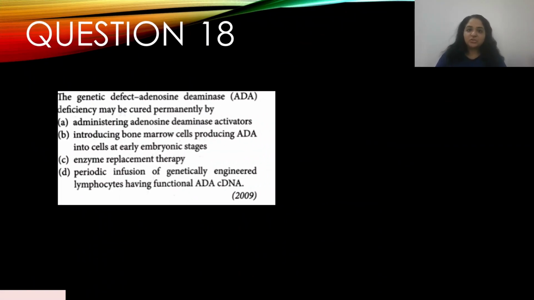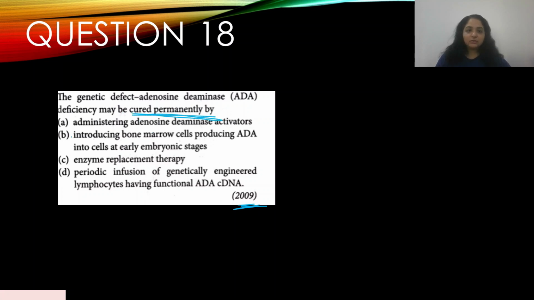Let's move on. Question number 18. The genetic defect ADA deficiency may be cured permanently by, this appeared in 2009. A. Administering ADA activators. B. Introducing bone marrow cells producing ADA into cells at early embryonic stages. C. Enzyme replacement therapy. D. Periodic infusion of genetically engineered lymphocytes having functional ADA cDNA. Now, it says may be cured permanently.